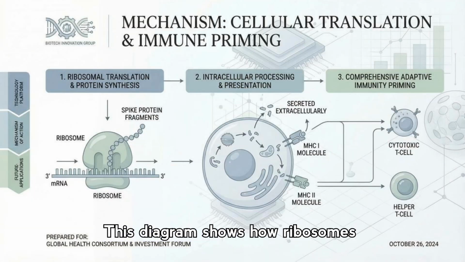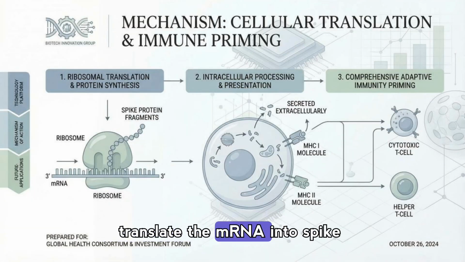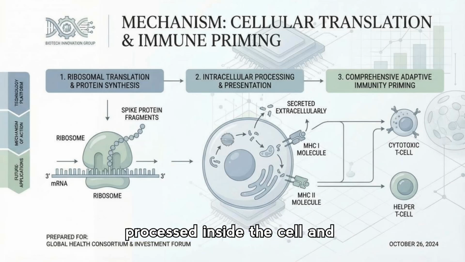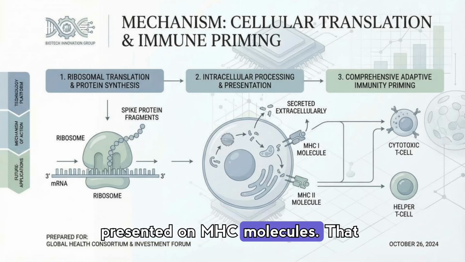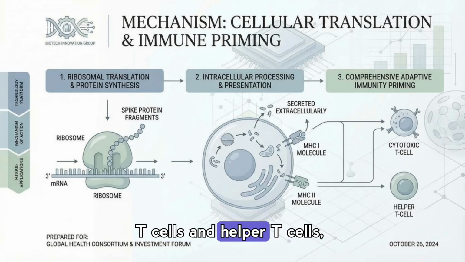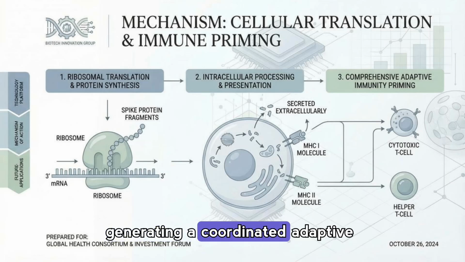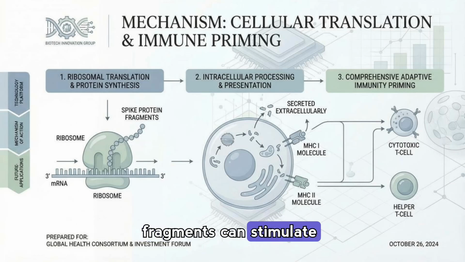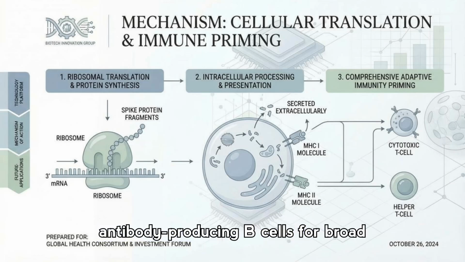This diagram shows how ribosomes translate the mRNA into spike protein fragments, which are then processed inside the cell and presented on MHC molecules. That presentation primes both cytotoxic T cells and helper T cells, generating a coordinated adaptive immune response, while secreted fragments can stimulate antibody-producing B cells for broad protection.